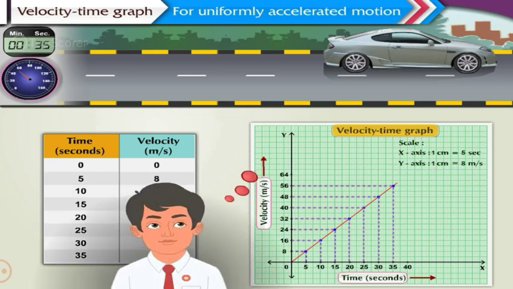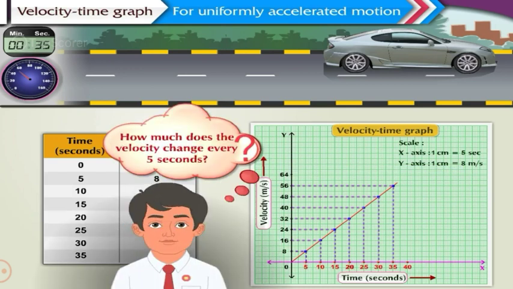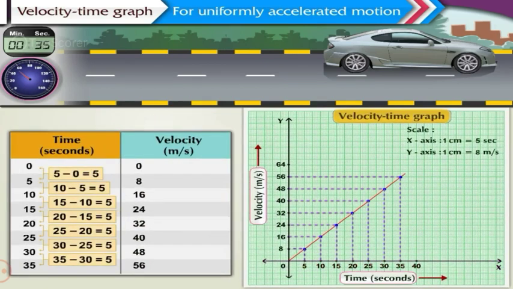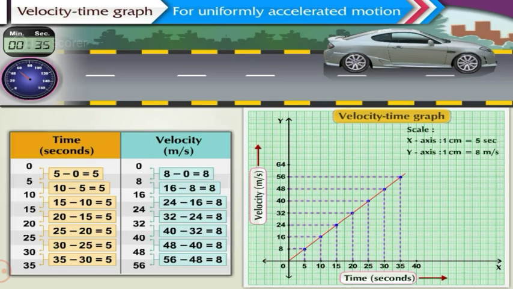Now, can you tell how much the velocity changes every 5 seconds? From the table, if we calculate the difference between two consecutive velocities, we see that for every 5 seconds, there is a change in velocity of 8 meters per second. This difference in velocity can also be shown with the help of the graph.